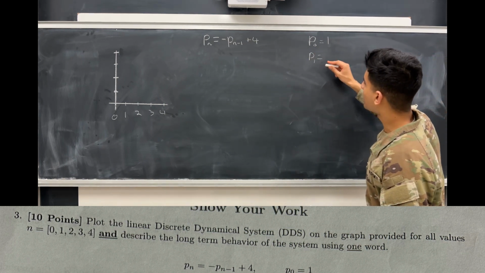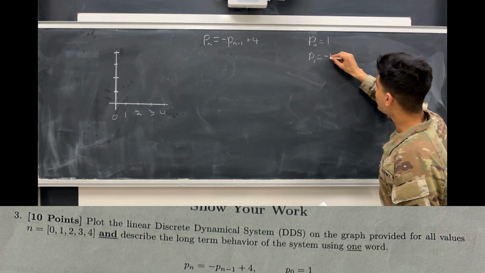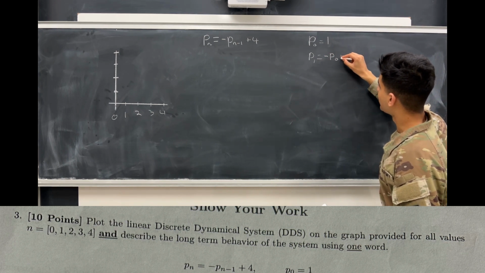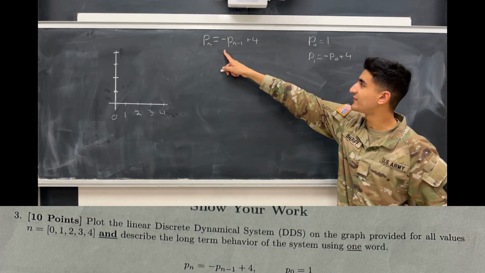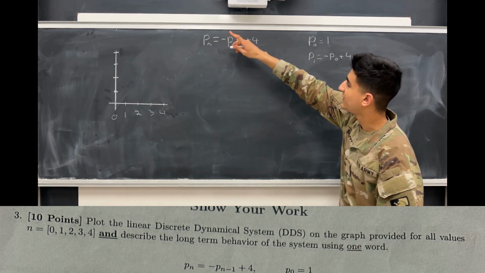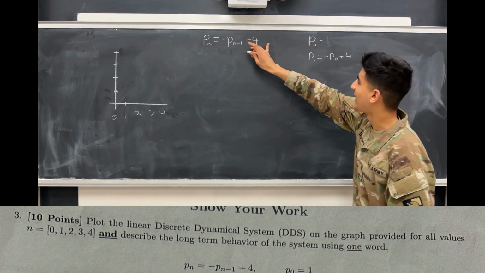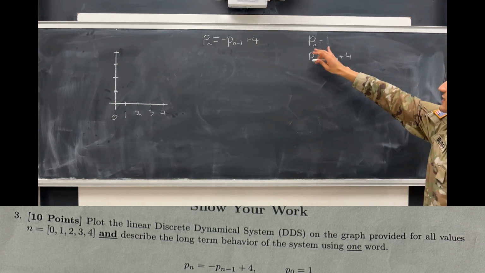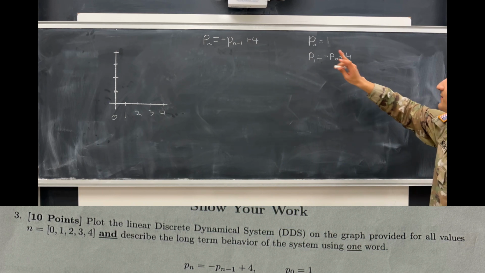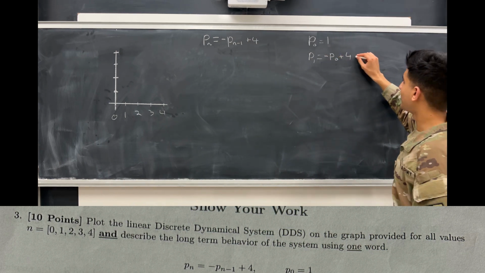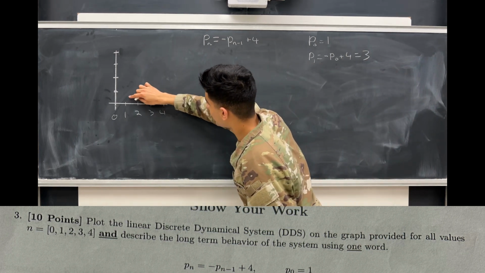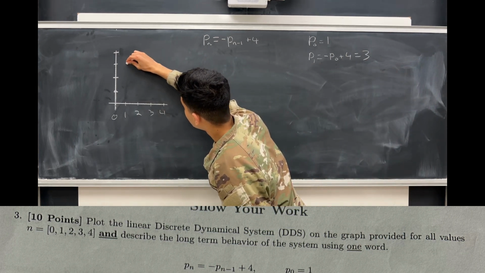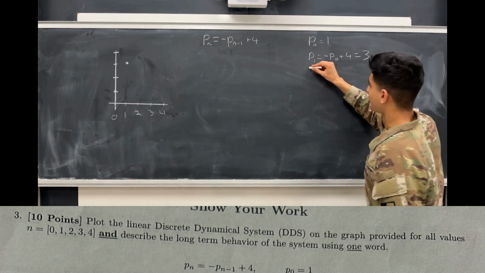So to find p sub 1, all we need to do is p sub 1 equals negative p sub 0 plus 4. And the reason we put p sub 0 here is because our equation says that the previous term is going to be negated and then 4 is going to be added. So that's why we put it here. And if we look up, we know that p sub 0 is 1, so we get p sub 1 equals 3. So I'm going to put that on our graph. So on 1, we'll go up to 3. And then we just continue the same process for the rest of them.